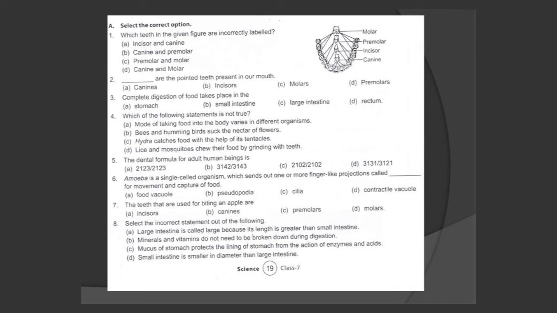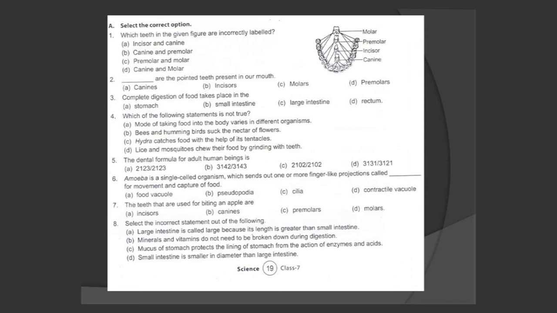Question 8. Select the incorrect statement. Large intestine is called large because its length is greater than small intestine. Incorrect statement. It is not called large because of length; it has a different structure.